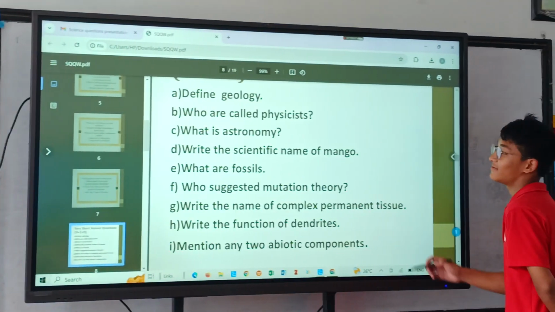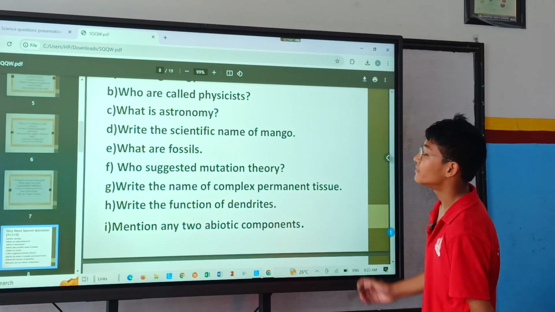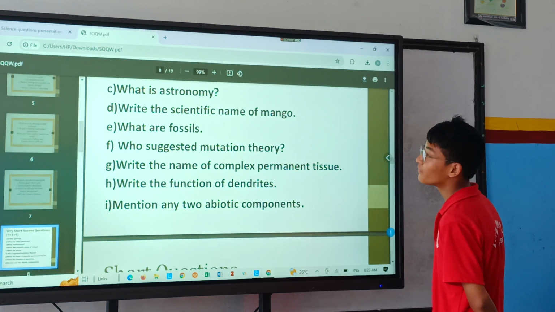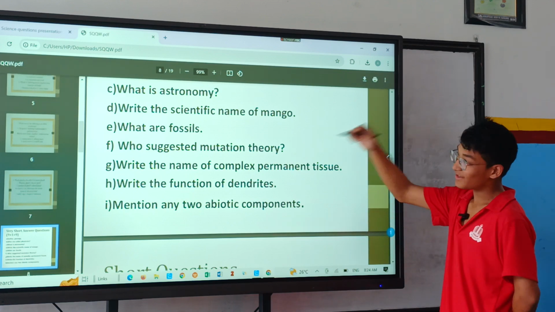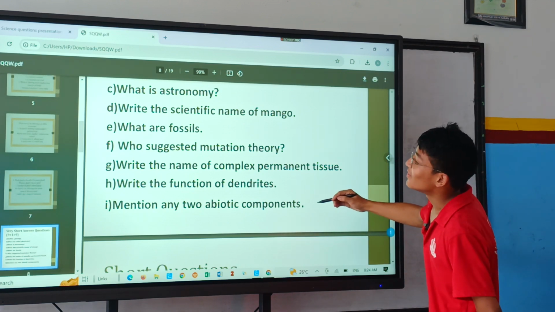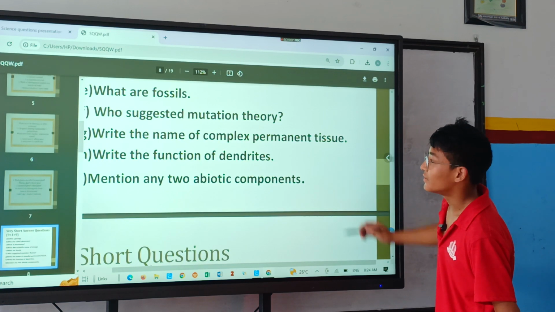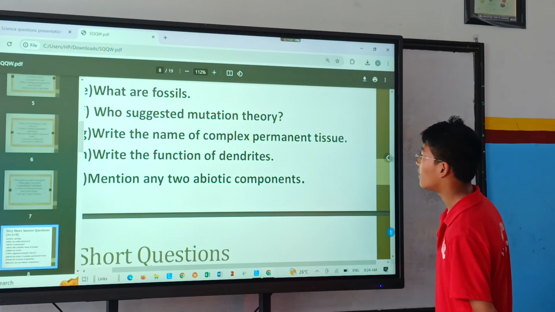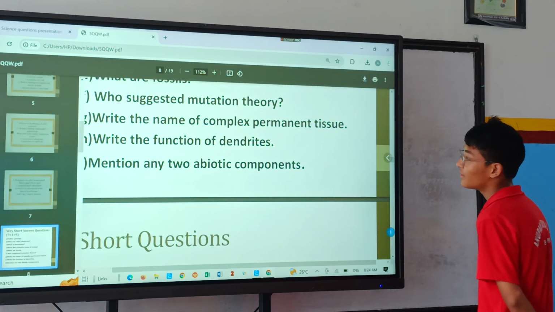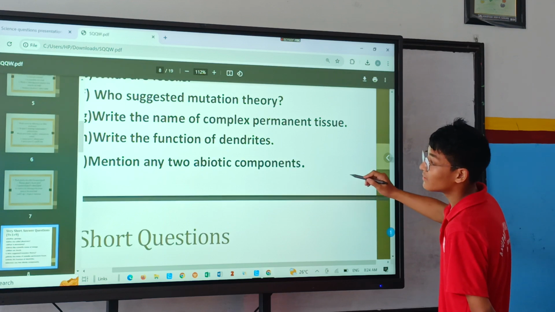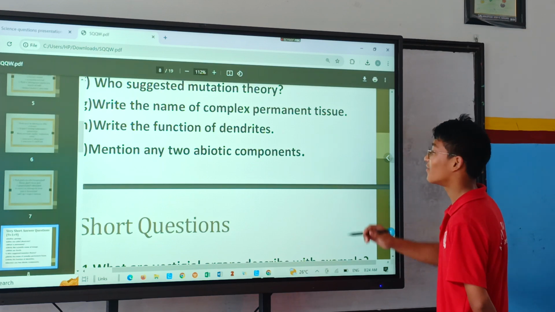Yeah, okay. D number. Write the scientific name of mango. E number. What are fulfills? Say what is fulfills? Who suggests mutation theory? Okay. G number. Write the name of complex permanent tissue. All right. H number. Write the function of dendrites. I number. Mention any two abiotic compound.